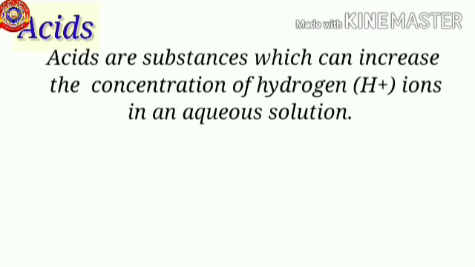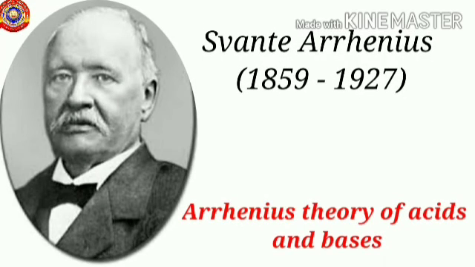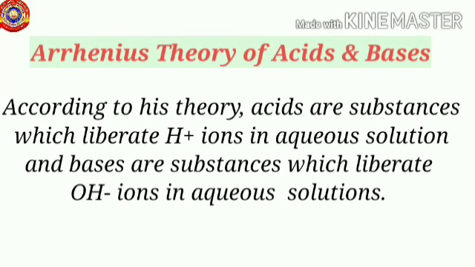Now you have learned the definitions of acids and alkalis in terms of H plus ions and OH minus ions, right? But there is a scientific theory regarding acids and bases put forward by the Swedish scientist Svante Arrhenius. According to his theory, acids are substances which liberate H plus ions in aqueous solution, and bases are substances which liberate OH minus ions in aqueous solution. In general, we can say substances which liberate H plus ions are acids and those which liberate OH minus ions are called bases.